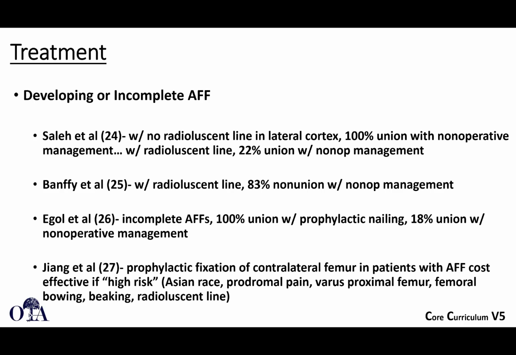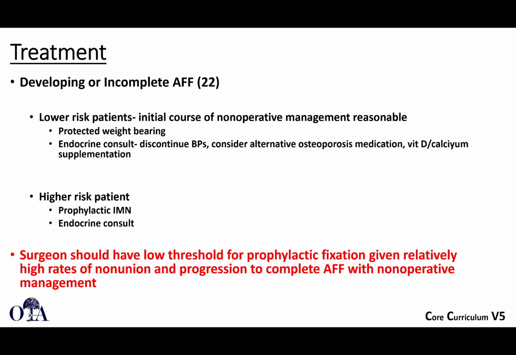In the last study, they recommended prophylactic fixation of the contralateral femur. If you had these, it was found to be cost-effective in high-risk patients. And we talked about what puts you at risk in the first video. Some of those are Asian race, which has a little bit of predisposition to bowing of the femur, prodromal pain, varus proximal femur, femoral bowing, and of course beaking or radiolucent line.